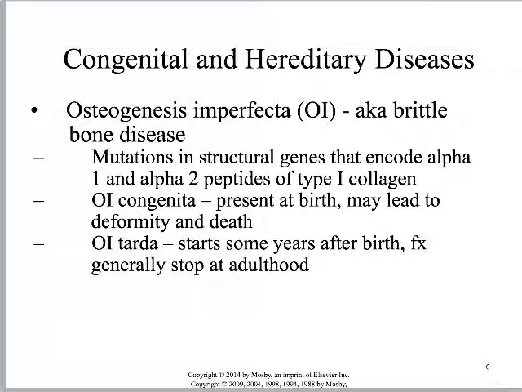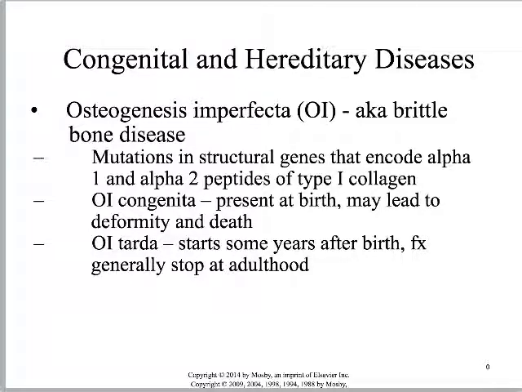Osteogenesis imperfecta congenita, which is present at birth, and this is very likely going to lead to death. So it means that the bones simply cannot support any weight at all from birth on. Right? Then there's osteogenesis imperfecta tarda, which means it's slightly slowed. And so this is something that will be seen some years after birth. And it can sometimes be led to stop sometime in adulthood. But these kids will experience frequent fractures and imperfect bone growth that cannot support weight.